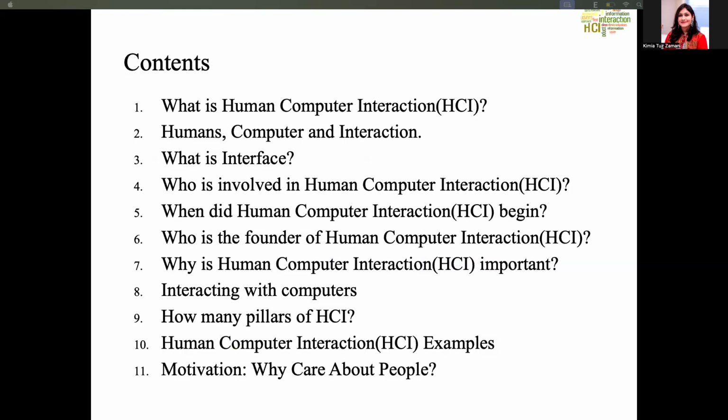So here is our roadmap for today. We will start with the basics: what HCI is, why it matters, a little bit of the history, and then explore the famous seven pillars of HCI and some cool examples of interaction. Don't worry, it's not all theory. We will ground each idea in real world examples that you already know.